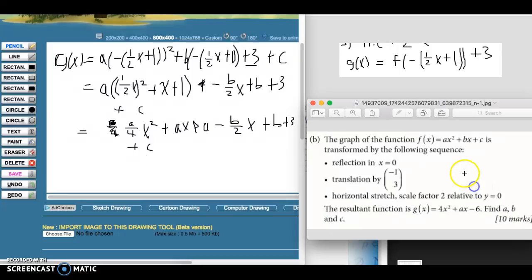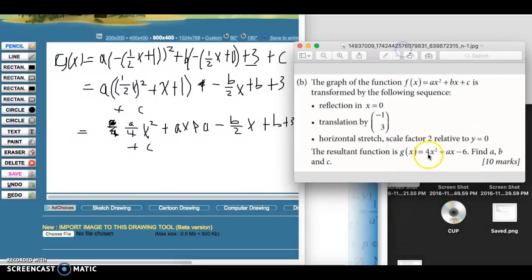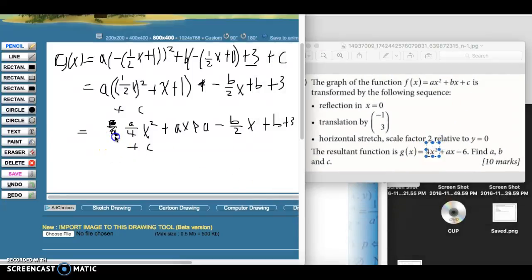So let's compare it with the form we have here. The coefficient of the x squared term here is 4, and the coefficient here is a over 4. So you know that a over 4 equals 4. Multiply both sides by 4, we get a equals 16.